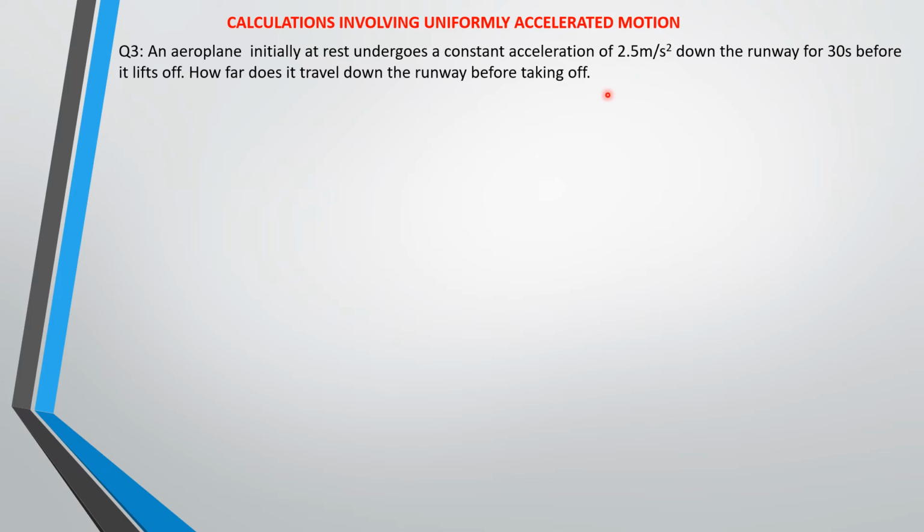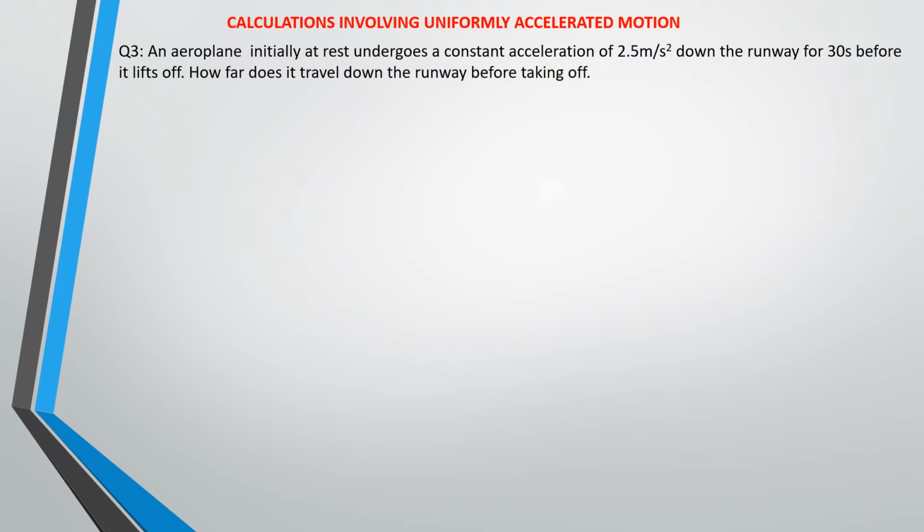Okay, so if you read this question very well, you see that you are given acceleration, you are given time. They said that the aeroplane starts from rest. So if you start from rest, it means that the initial velocity is equal to what? 0. So if you are given time and acceleration, which equation of motion applies? If you look at the equations very well, you see that the second equation of motion applies.